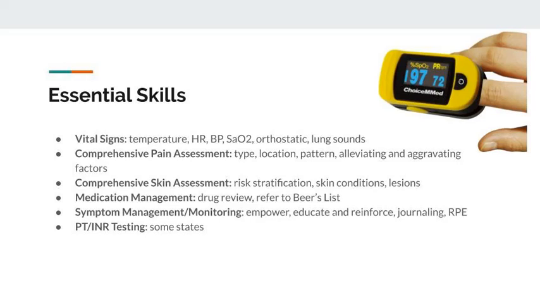If you see a significant change in a patient, you may need to look at their medications, making sure that they are taking their doses properly. Beers List is a guideline for the elderly and what medications they should avoid. Since these patients may not have a lot of outlets and you may be the only person they see, it is important to educate the patients to take an active role in their health and empower them to self-monitor their health with things like a journal.